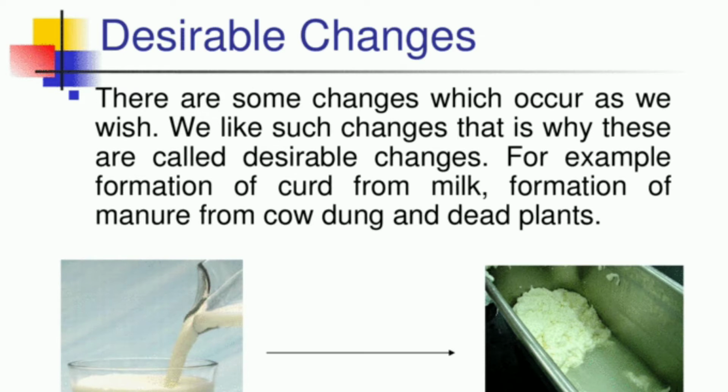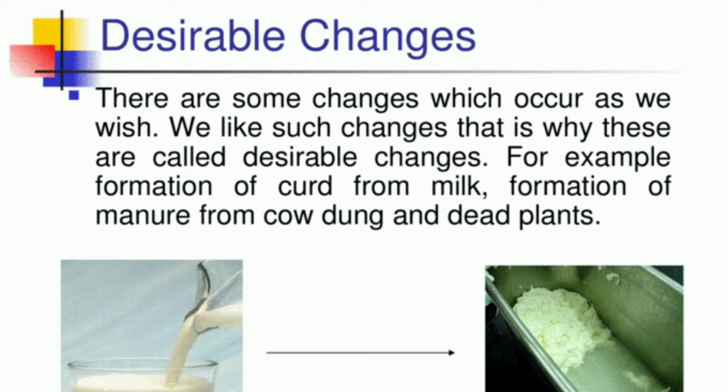Then, coming to desirable changes. There are some changes which occur as we wish. That means we want some changes to happen. As we want these changes to happen, these types of changes are called desirable changes. For example, formation of curd from milk. From the milk, we want to convert it into curd, which we use. So that type of change is called a desirable change.